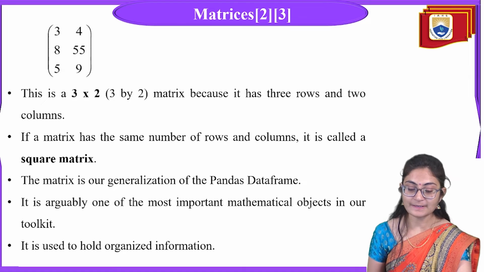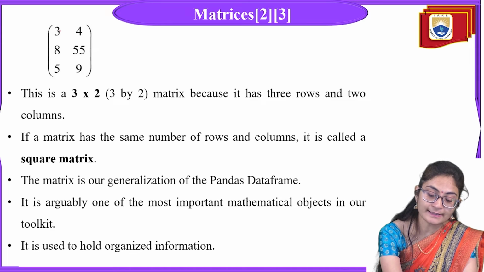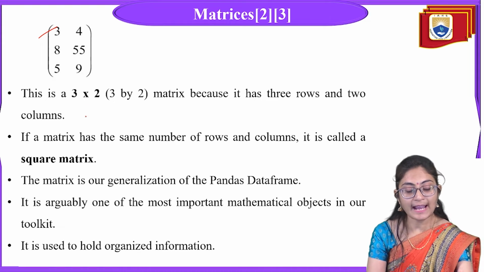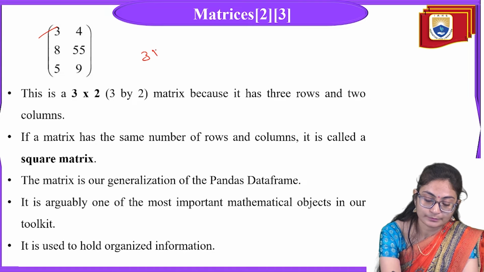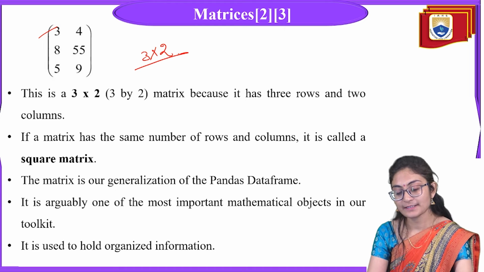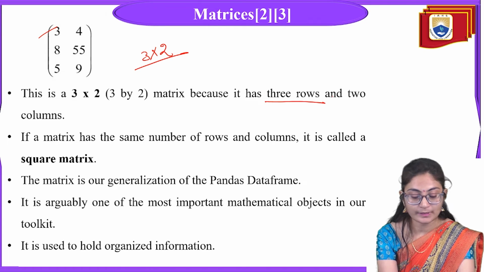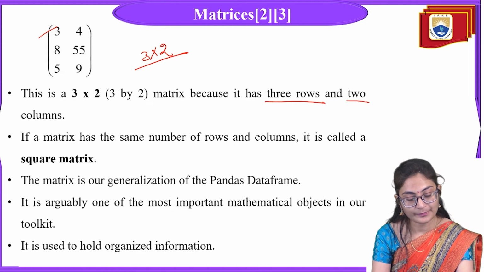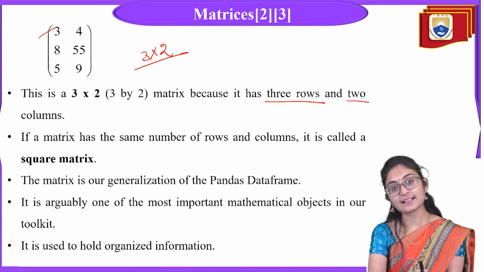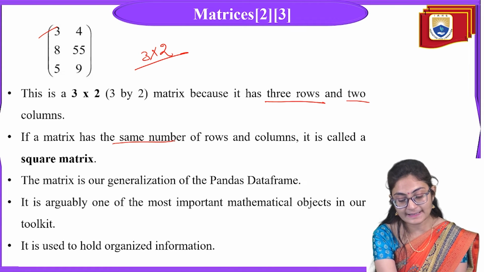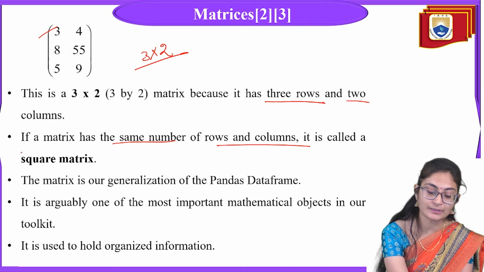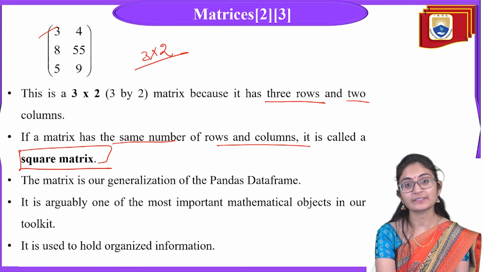Let us consider an example. This is a matrix example, and this is a 3 by 2 matrix, which contains 3 rows and 2 columns. If a matrix has the same number of rows and the same number of columns, then it is called a square matrix.